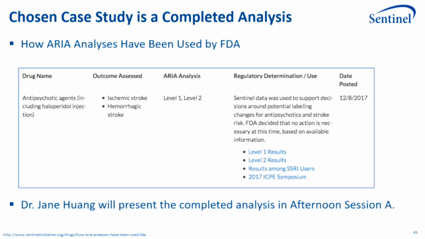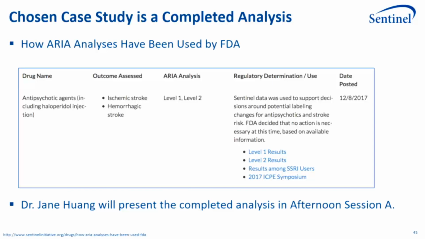So in this case, we're going to use a completed case study. We're going to think about antipsychotic agents. We're going to look at the outcomes that the FDA was interested in, which were ischemic stroke and hemorrhagic stroke. We're going to walk through the two sets of tools that were utilized. One is a basic utilization tool, and the other develops a propensity score matched analysis. The results that the FDA received are shown there in the links for the regulatory determination.